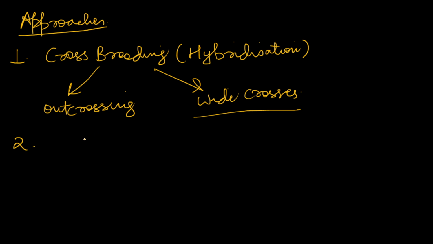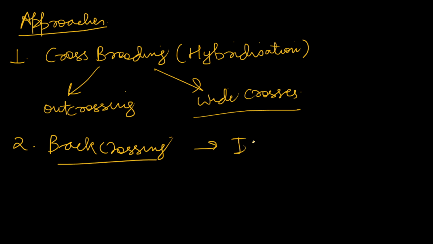Secondly, we can do back crossing, the most common method, that is crossing the inbred line with its parents itself. As the name suggests, back crossing means we are going back. So by crossing the inbred line with the parents, we can get some desirable traits which were not passed on, or which will be passed on through the parents only.